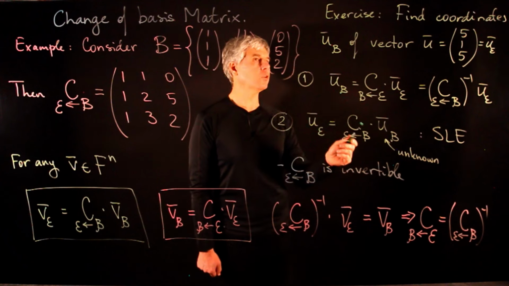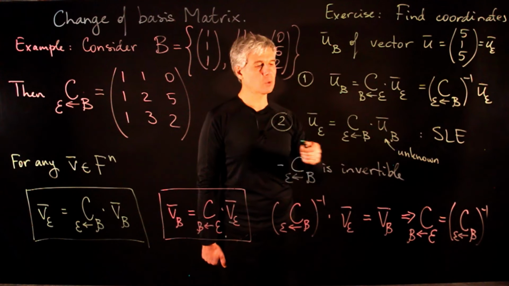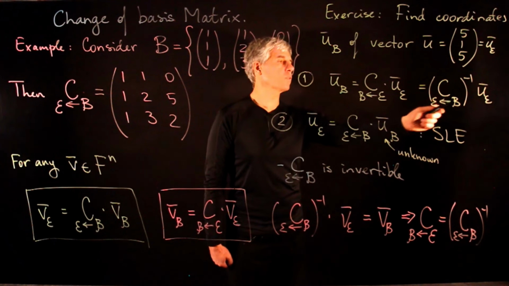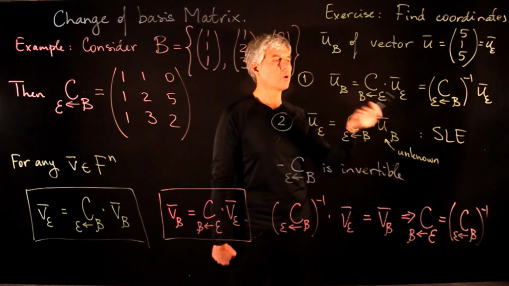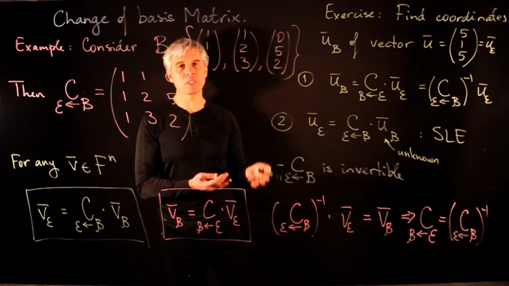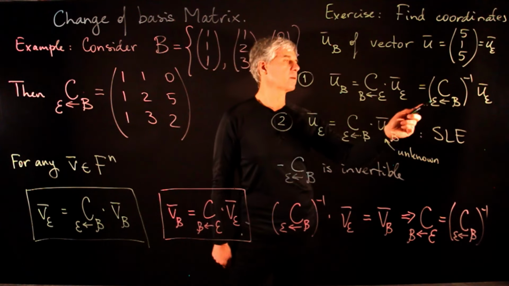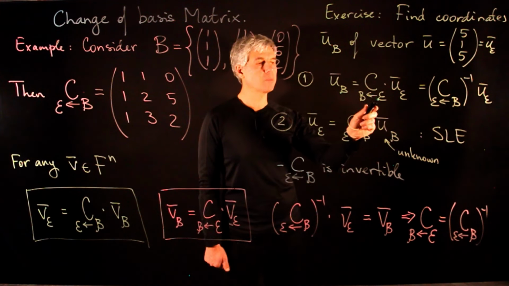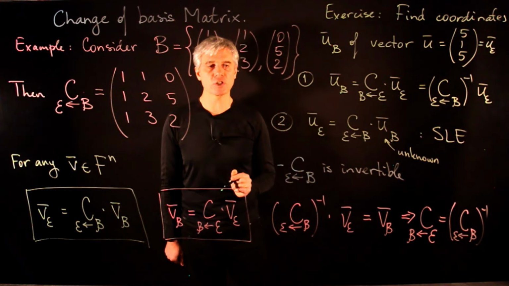If we need to calculate a single coordinate vector U_B, then the second approach is better. So it's easier to solve one system of linear equations compared to inverting a square matrix. However, if we need to solve these problems on a massive scale, so if we have two coordinate systems and we need to routinely recalculate from one coordinate system to another, then it's better to compute once and for all the inverse matrix, which will be the change of basis matrix from E to B, and then carry out this computation by matrix multiplication.